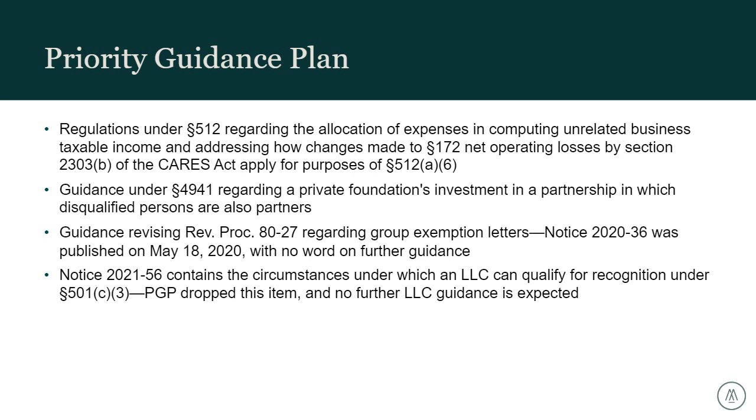Also hoping for guidance revising Revenue Procedure 80-27 regarding group exemption letters. Notice 2020-36 was published on May 18th, and no word on further guidance there. And then Notice 2021-56 contains the circumstances under which an LLC can qualify for recognition under 501(c)(3). The priority guidance plan dropped this item, and no further LLC guidance is expected there.